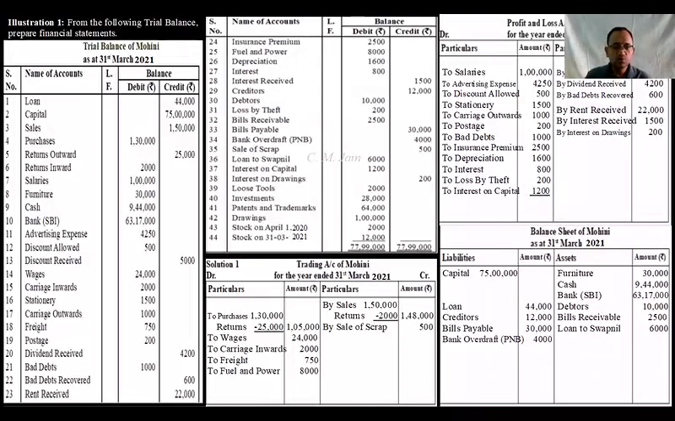Next we are given loose tools. Loose tools means things like hammer, screwdriver. So these are also assets. In balance sheet asset side, loose tools 2,000.